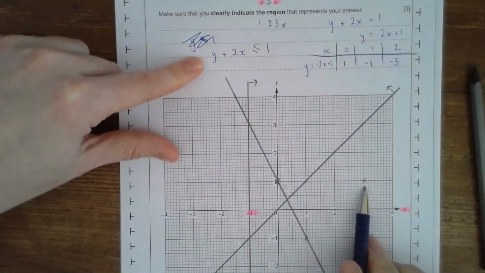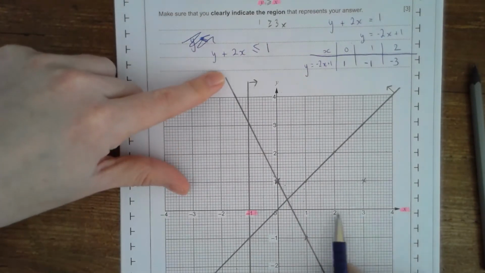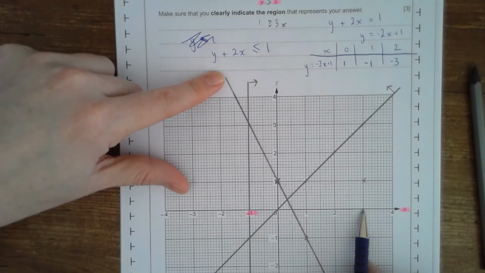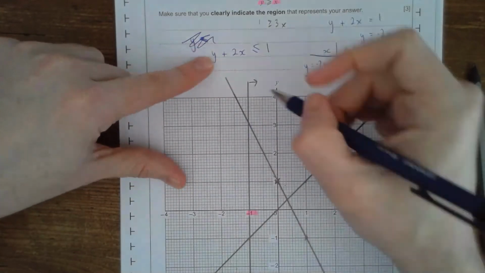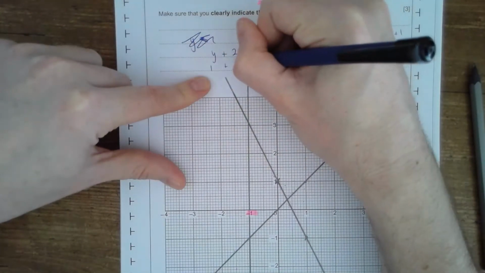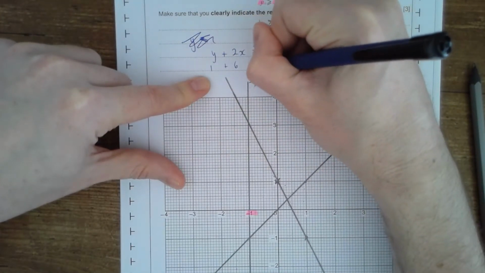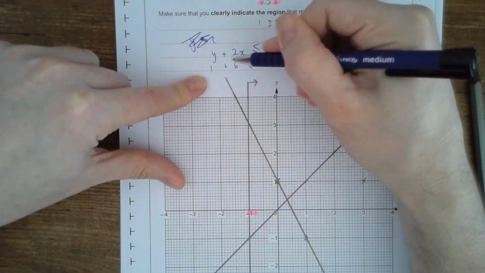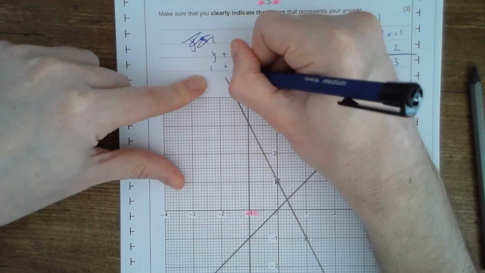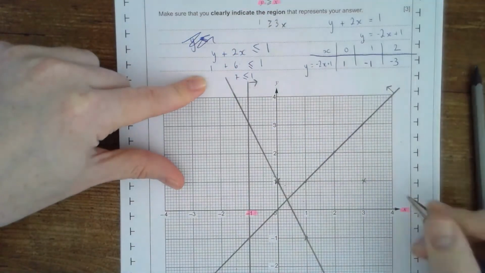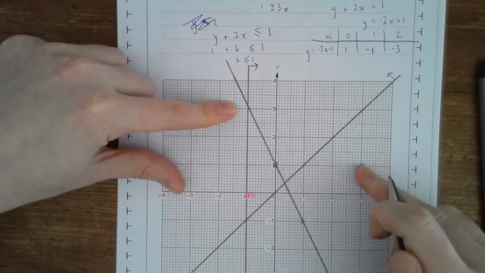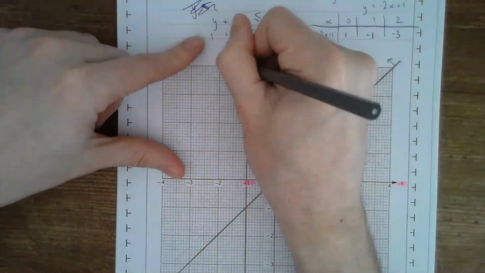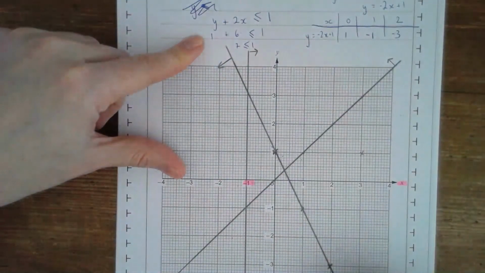Okay, I'm going to choose the same set of coordinates again, because I've already marked it, and see if that fits. So here, x is equal to 3 and y is equal to 1. So 1 will go in there, plus 2 times 3, so 6, is less than or equal to 1. So is 1 plus 6, which is 7, less than or equal to 1? No, it's not. So again, I'm not interested in this side of the line. So I want this side of the line.